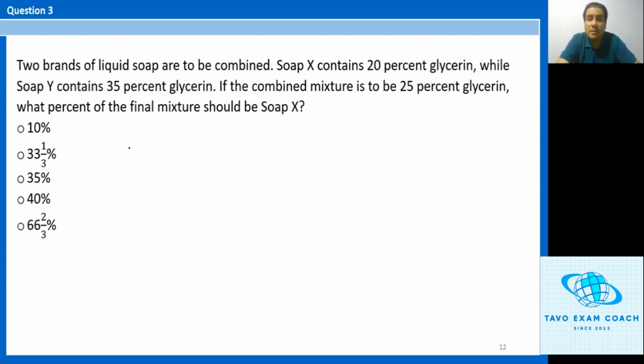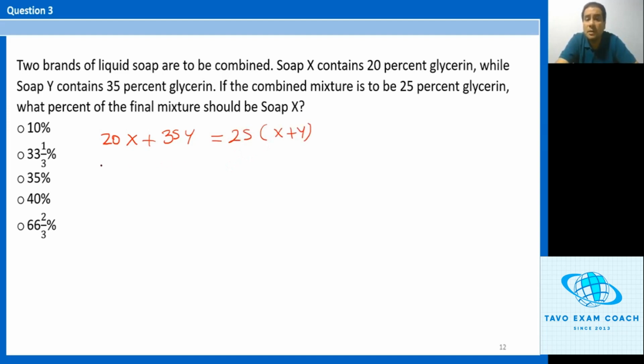You can see here 20% multiplied by X plus 35% multiplied by Y. That is the total amount of glycerin before the mixture. And after the mixture, you have 25% times the total volume.